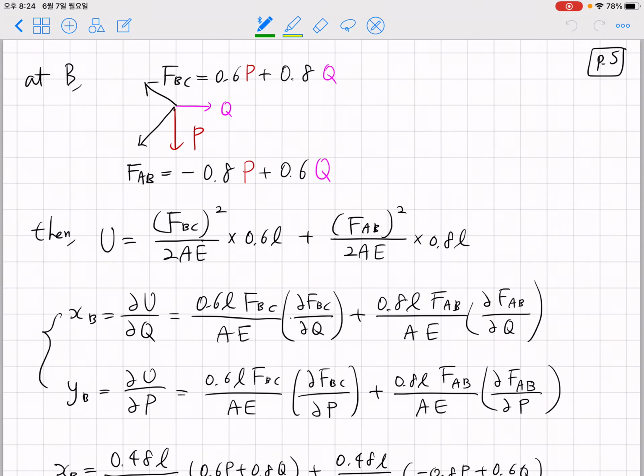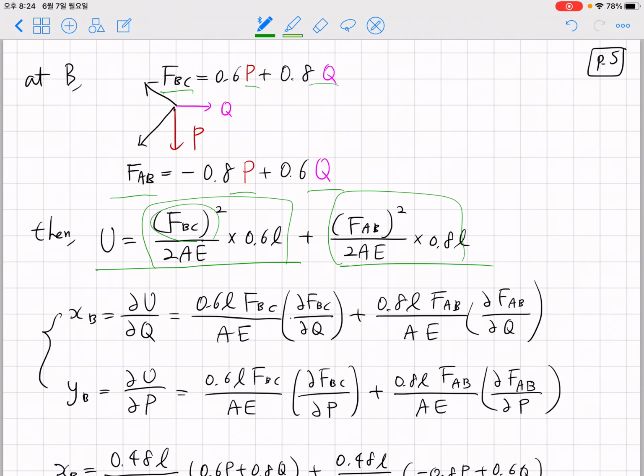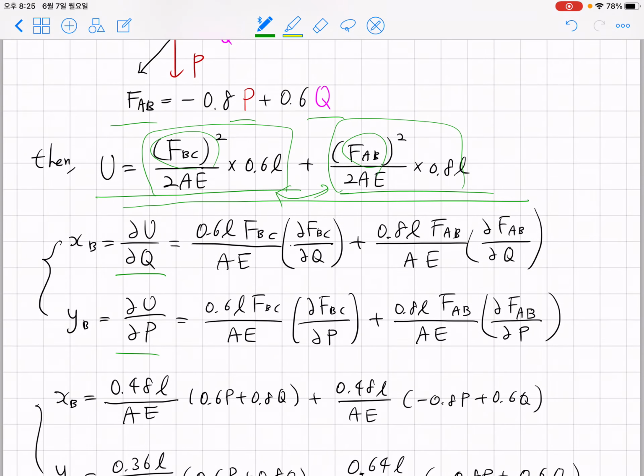Okay, so let's solve the problem. As I told you, based on simple geometrical relationships, we can write down FBC and FAB in terms of P and Q. Okay, so after having FBC and FAB in terms of P and Q, we can rely on the expression for strain energy. Because strain energy for axial loading can be written in a very simple way. You don't need the integral, because here m was constantly changing over the position. Here FBC and FAB are constant over the entire beam, so you can have a simpler expression without the integral. Then after plugging in this expression, and if you perform partial Q and partial P for this strain energy U, this is what you're gonna get.